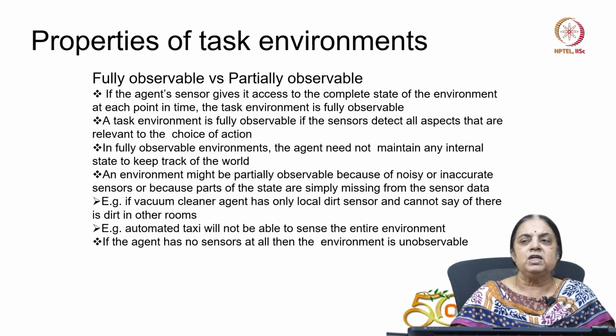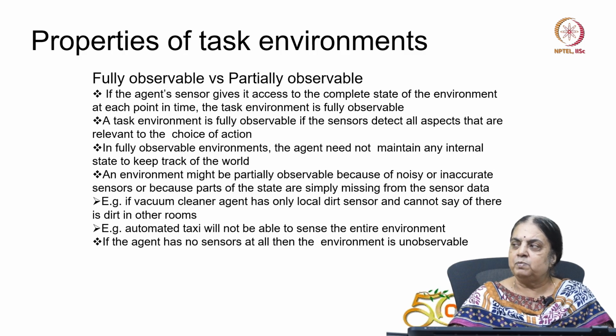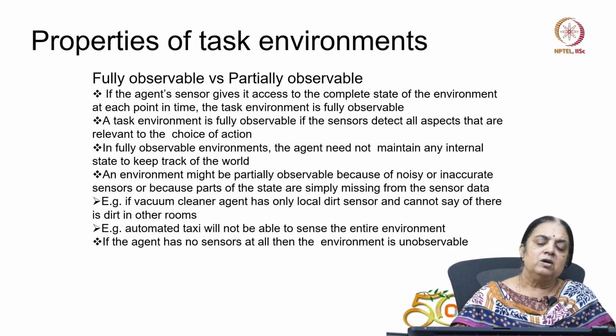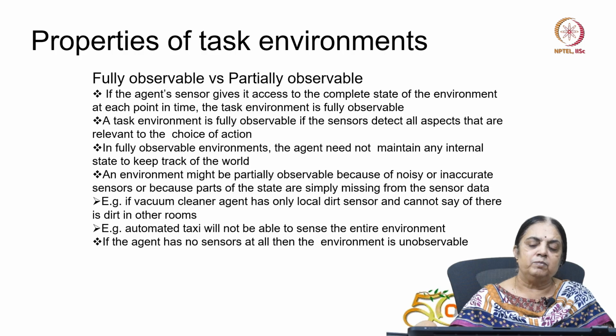For example, if we take a chess game, right? So if you have a computer playing a chess game, the computer is knowing fully the environment which it requires to carry out its action. In other words, it knows the position of all the pawns, everything of itself as well as the opponents.